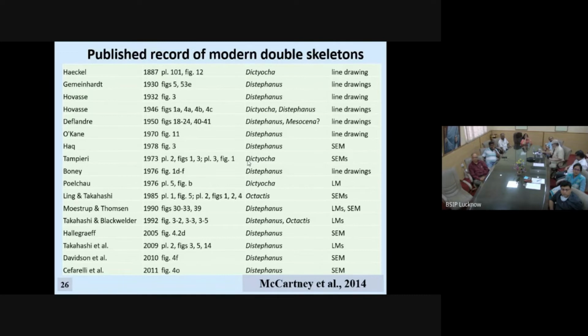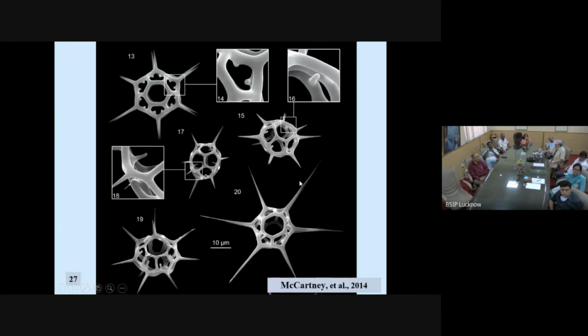Fortunately, I have a network of scientists that I work with, and they have various photos. We started pulling it all together, and we ended up with a paper on the double skeletons of the three genera in modern waters. This is for Stephanocha again.